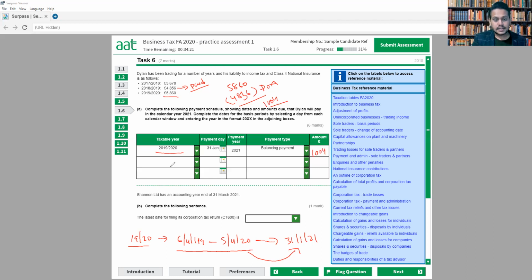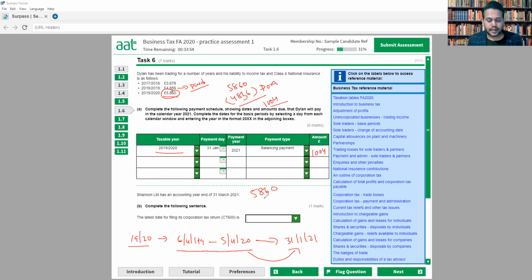And the next one is the payment on account. So if my liability for this year is 5,860, that means I have to pay in advance for this year as well, isn't it? So if 5860 is my liability for this year, how much?